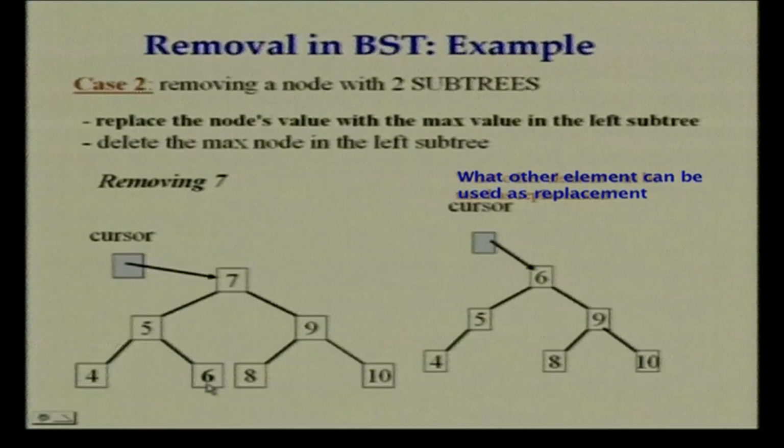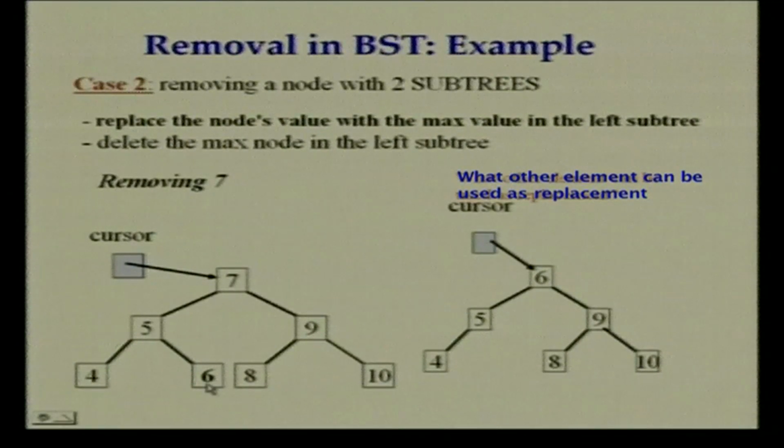In this case it has no children. So, if it has no children, you just delete this node and make this node's parent point to null, and this 6 comes here. So, this value has been replaced by 6 and 7 has been removed. If you look at this modified tree, the binary search property holds good.